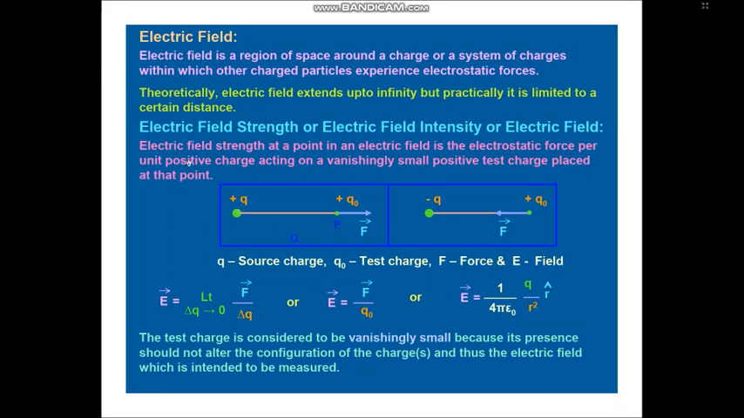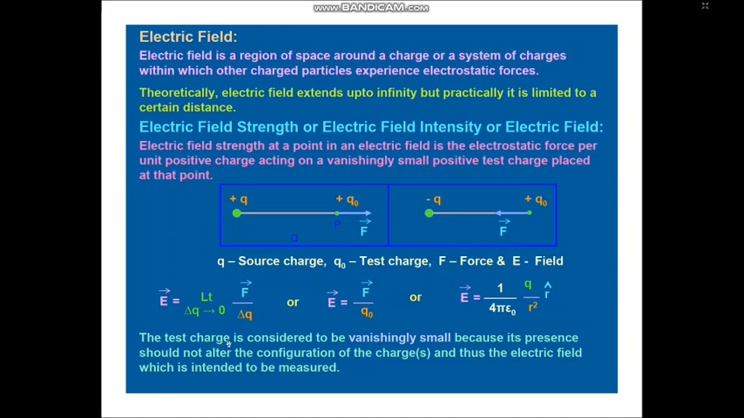So, electric field strength at a point in an electric field is the electrostatic force per unit positive charge acting on a vanishingly small positive test charge placed at that point. Formula for electric field: E is equal to F by Q0.